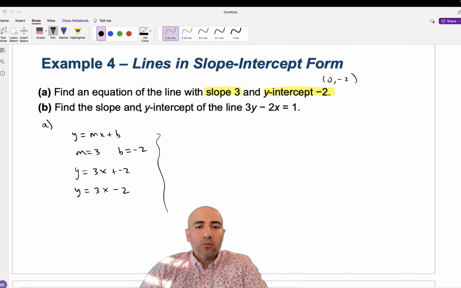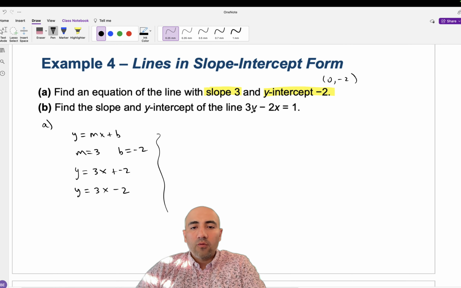Find the slope and y-intercept of this line. Okay, so now we're given an equation. What we want to do to find the slope and the y-intercept is manipulate this, use our algebra skills to rewrite it in the form of y equals mx plus b, and then we can just interpret the values from our equation. So we want to solve for y.